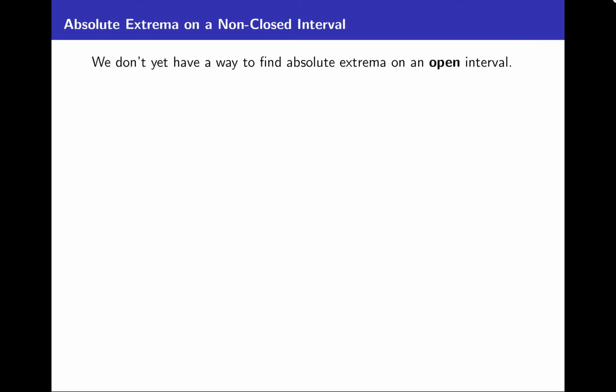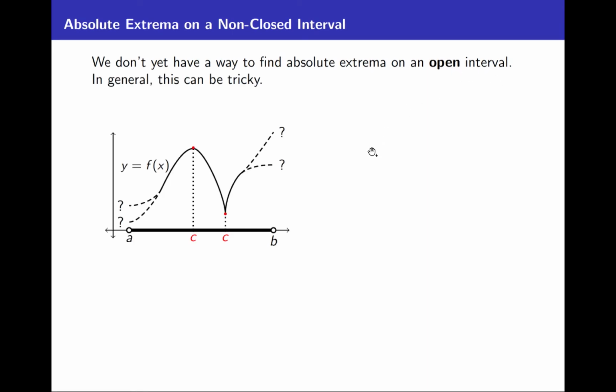In the examples that we just looked at, we used our procedure for finding the absolute extrema of a function on a closed interval. But what about the extrema on a non-closed interval? We don't yet have a way to find the absolute extrema of a function on, say, an open interval. We mentioned earlier today that in general this can be tricky. If your function is defined on an open interval, it may not be defined at the endpoints.